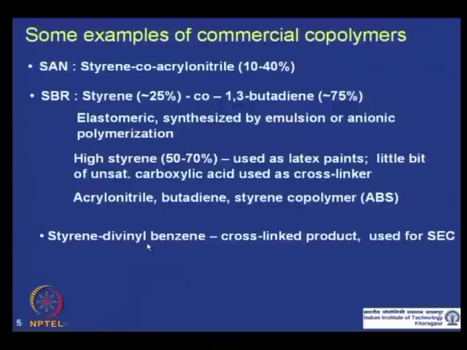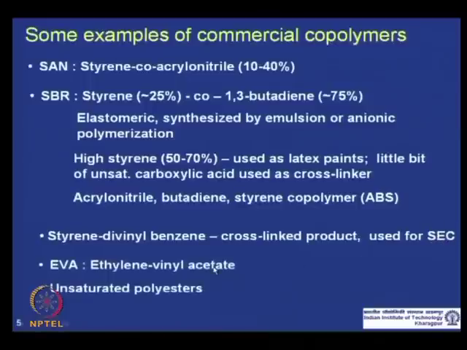Styrene can be cross linked with a small amount of divinyl benzene cross linker, which will make cross linked spheres, a cross linked product which can be used as a packing material for the columns in size exclusion chromatography. And there are other examples of commercially available copolymers, like ethylene vinyl acetate copolymers, unsaturated polyester, and so on. There are other examples, but I am not spending much time on discussing those applications here.